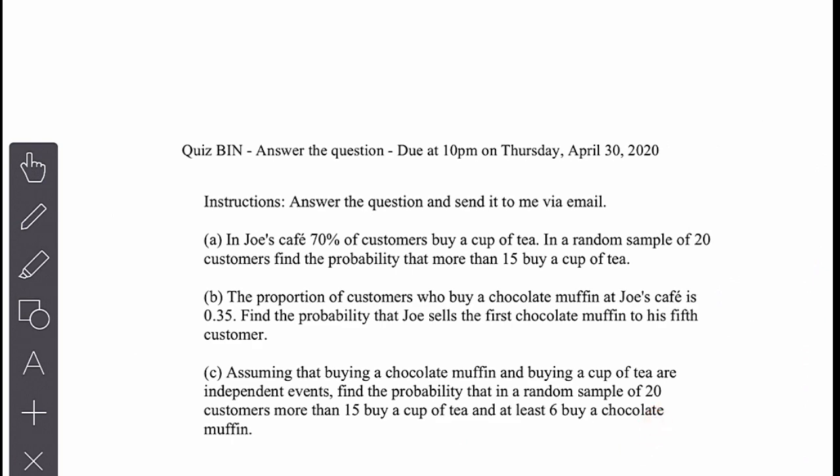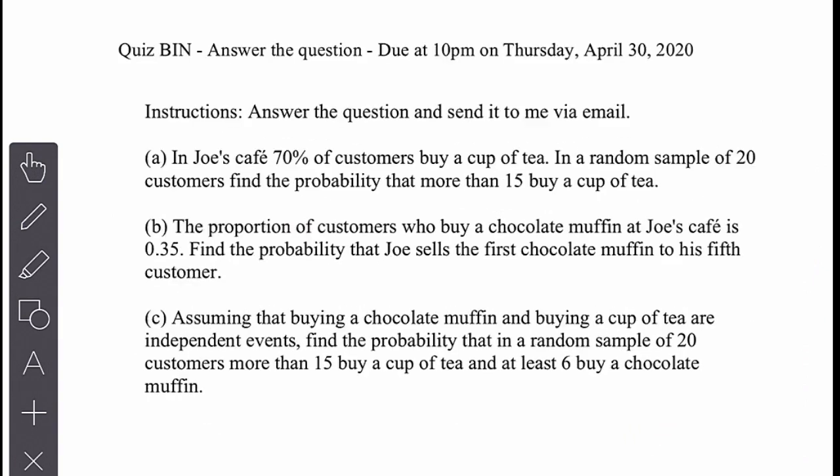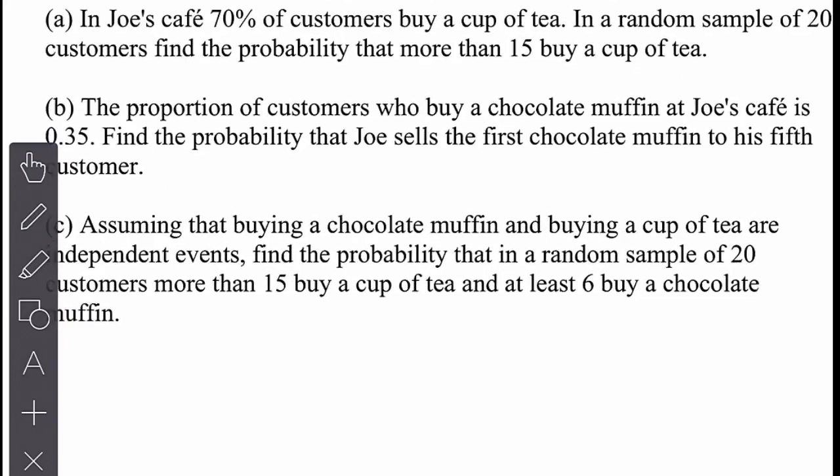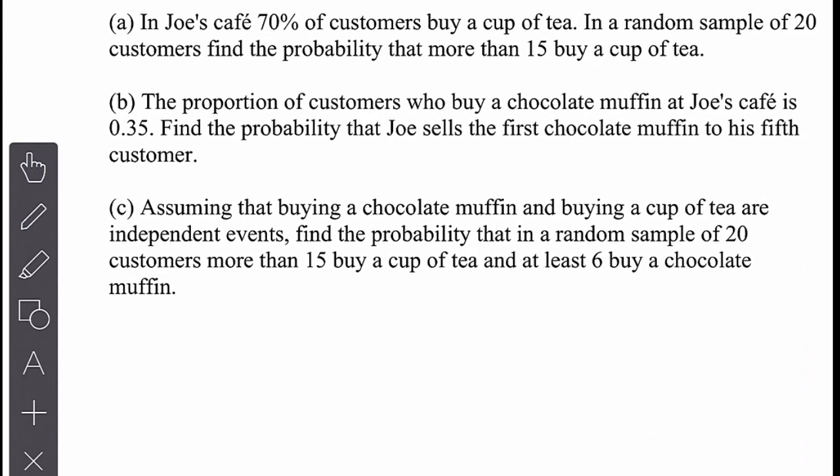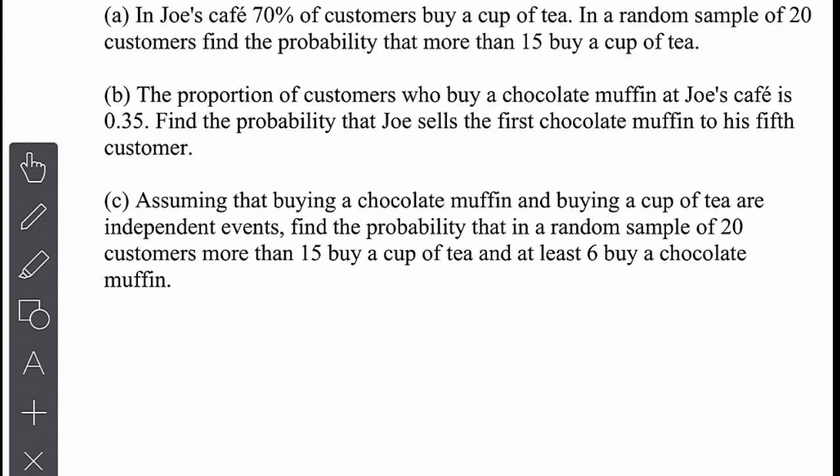Now I'm at the third one. How did you guys do on this one? I actually pulled this out off the internet, and I did not solve it. So if you want to see me solve this, let's see. In Joe's Cafe, 70% of customers buy a cup of tea. So this is the binomial, right?